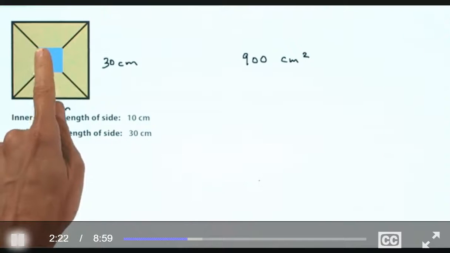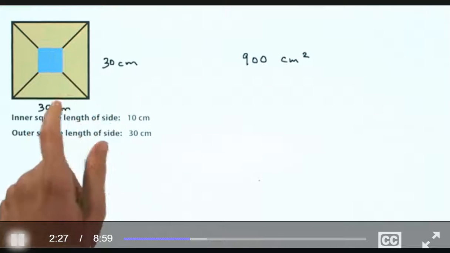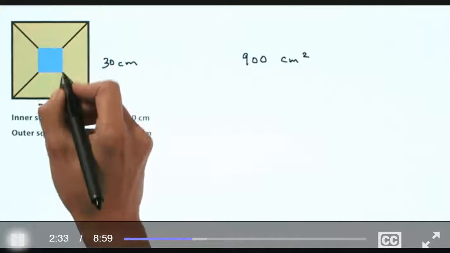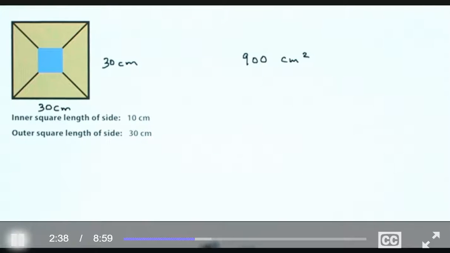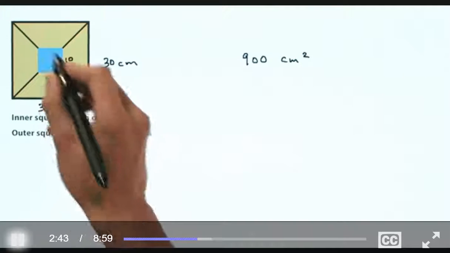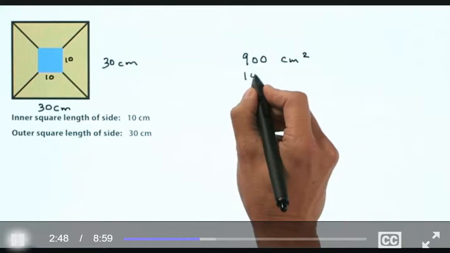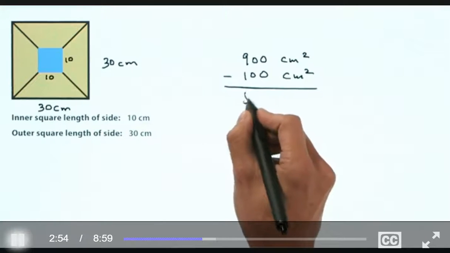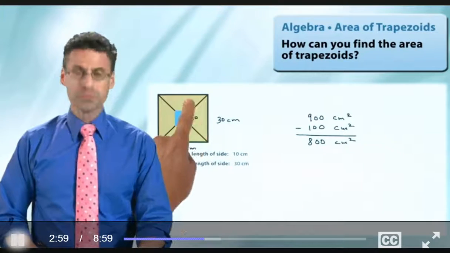But actually, we want to remove that little teeny square because that has no yellow in it at all. That's actually blue. And we know that the length right here is 10, and this is 10. So this is a 10 by 10 square, and the area of the blue part is 10 squared. 10 times 10 is 100. So if we subtract that away, that's only going to give us the yellow parts. That's 800 centimeters squared.